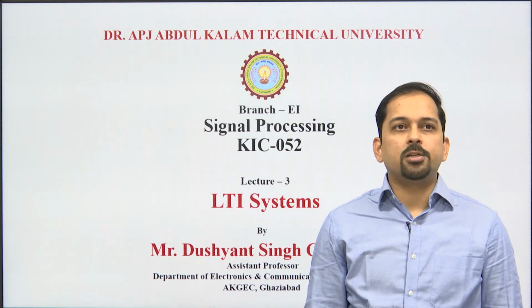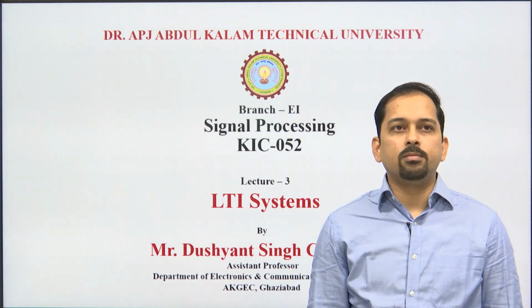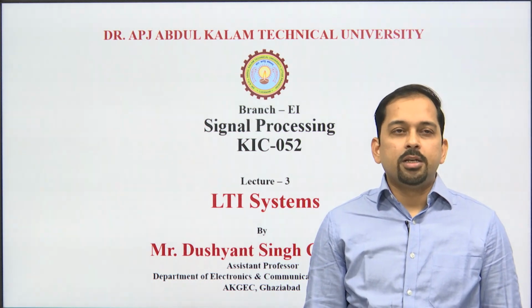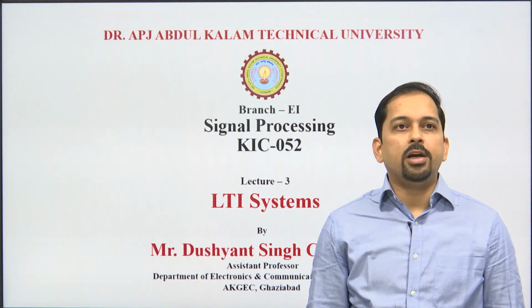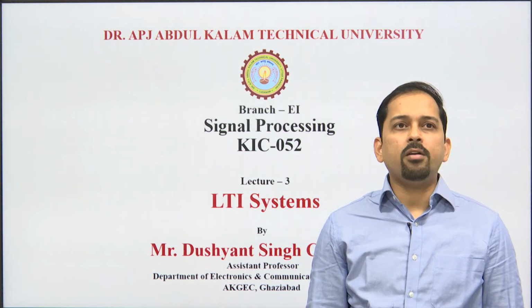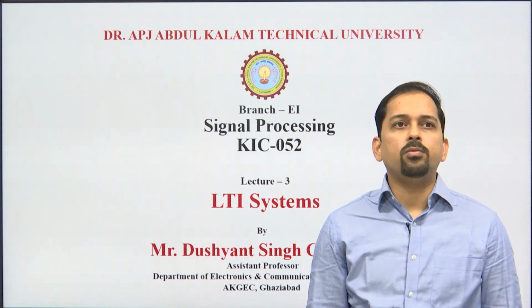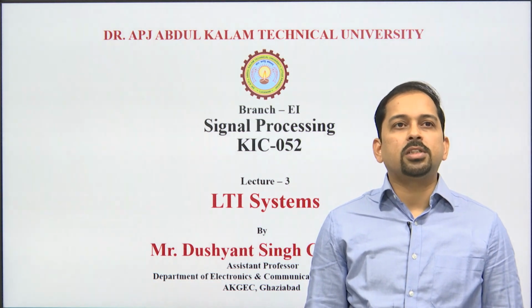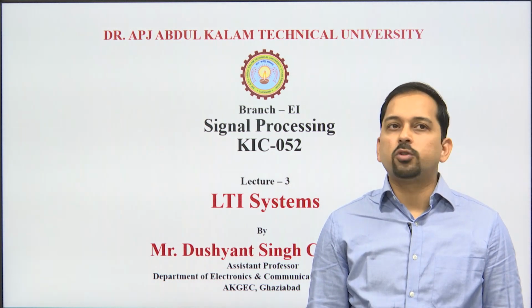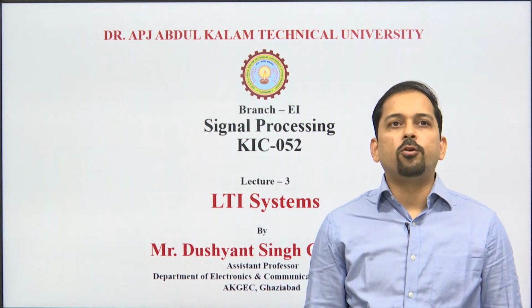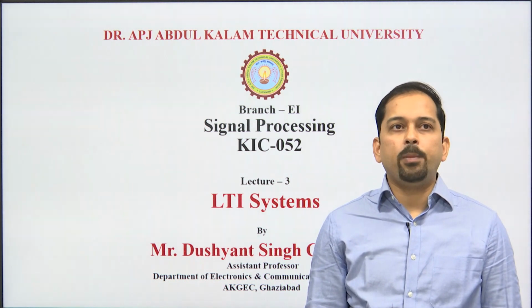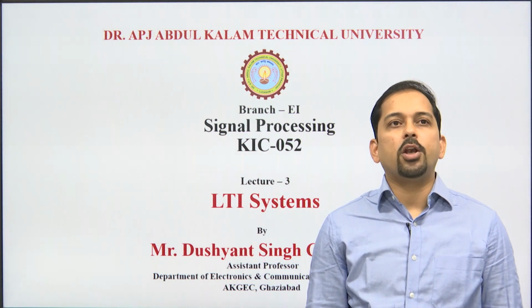So in our last lecture we have seen some of the properties of a system: causality, linearity, time invariance, stability. We are picking two properties now, linearity and time invariance. Linearity means the system follows the principle of superposition, which consists of homogeneity and additivity. If both are followed, then the system is said to be linear, otherwise the system is non-linear.